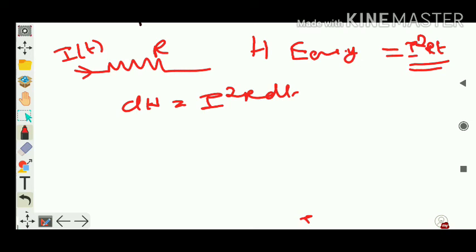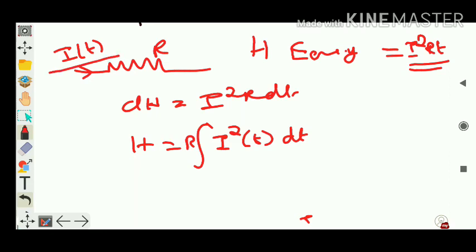Now if you are asked for the total heat, you have to integrate the entire function. R is constant, so I will write it outside: R times the integral of I squared dt. Since I am given I of t, I am going to replace it, so I write it as I squared of t dt. Clear? Now I am supposed to find this value.